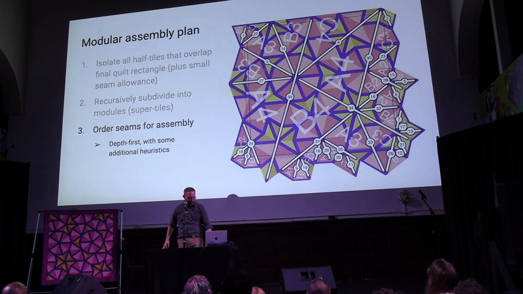This large seam here, seam 35, was the root of the tree. That was the first subdivision, and it ends up being the last seam that you sew. So this is sort of like depth first ordering plus a little bit of tweaking for convenience's sake.